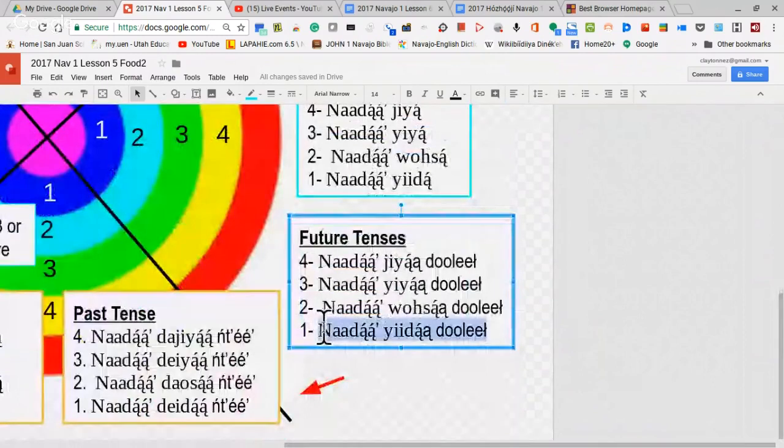Na da yi dan, us two. Na da yi dan do les. Future tense, do les. And then na da wo san do les. Okay, two of you. And Sally and Fran will be na da yi ya do les. Two of them. And then two of those, na da ji ya do les.